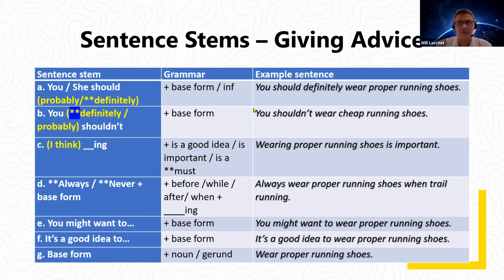The third column I've got over here, I've got an example sentence so my students can actually see how they can use the sentence. And I've got 1, 2, 3, 4. I've got 7 different ideas here that they can use. Okay, I've got you should, you shouldn't. I've got some modifying adverbs to make it stronger. I've got here a gerund, okay, is a good idea, is important, is a must. I've got always, never, I've got you might want to, it's a good idea to, and then we've got the base form at the bottom. And I think really important here is we give the students the example sentences so they can see them.